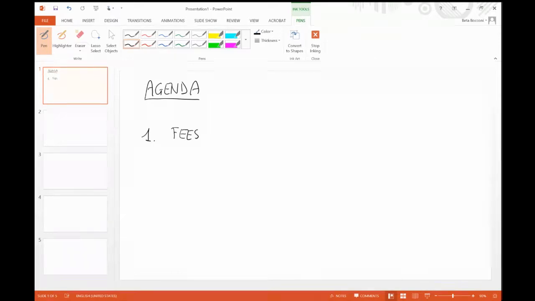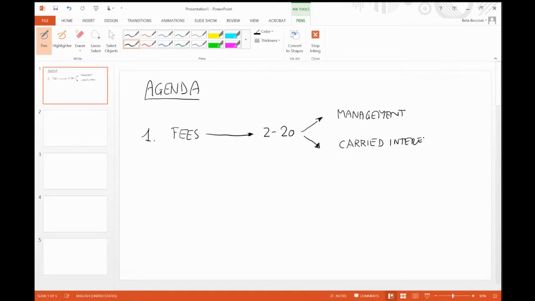And we will see that this classic structure of fees is represented by the so-called 2 and 20, where 2 and 20 indicate the two components of the fee structure. The first one is defined as the management fee, and the second one is what we have already named, the so-called carried interest. We will try to understand what these two components are and how they can be calculated under different assumptions.